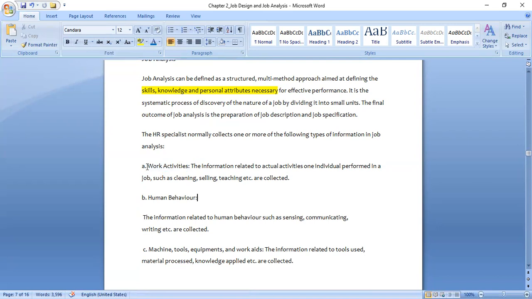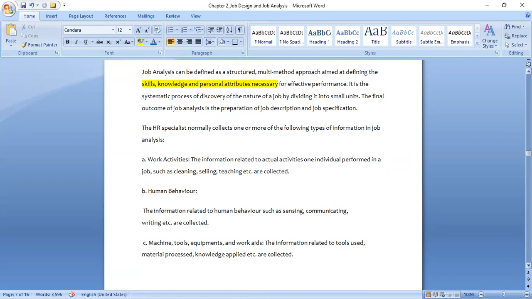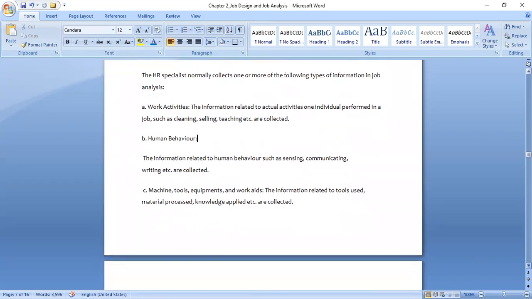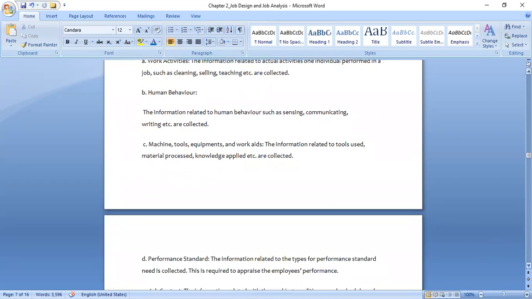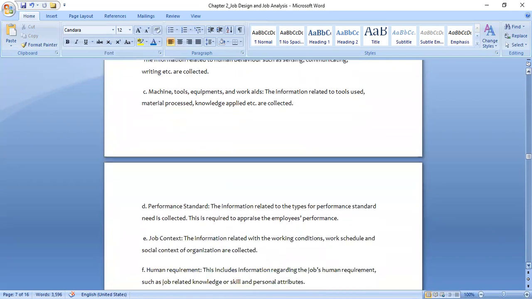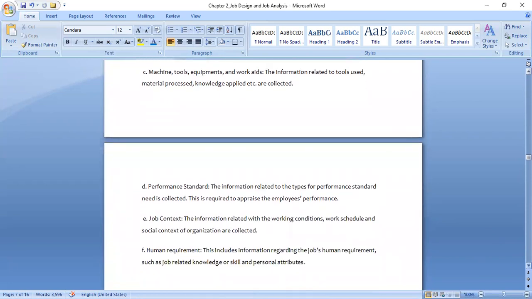They collect information on the work activities, and they collect information on human behavior, for example, the communication skills. Then they also collect information about the tools, machines and equipment or work aids used. For example, you may find that a particular job requires use of computers, photocopying machines, printers, fax machines. So they collect information on that.